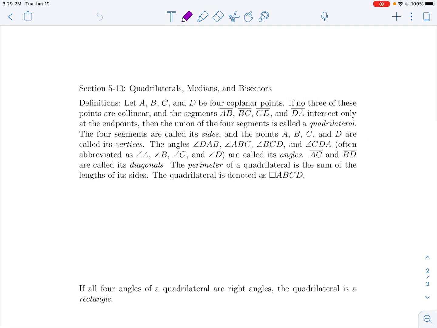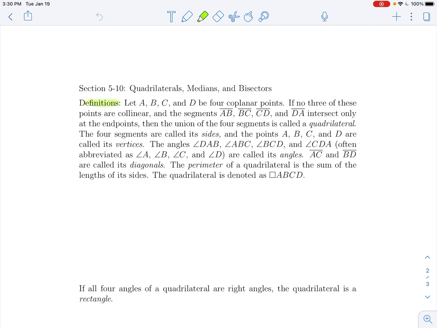Hello folks, here will be our video for section 5.10 on quadrilaterals, medians, and bisectors. And this is really just a section with a lot of definitions. Nothing really in terms of new theorems, but there are some definitions so that we're all on the same page and using certain words. And then if those words appear in problems later on, you know what they mean.